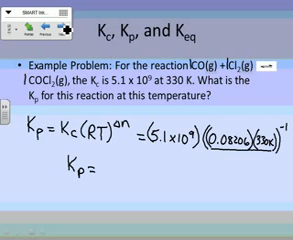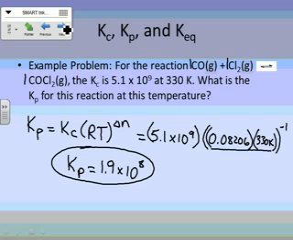0.08206 times 330 gives us 27. So then basically we're taking the inverse of that number. So 1 divided by our answer here. That's what the negative 1 power does. And then when we multiply that by 5.1 times 10 to the 9th, that's going to give me a Kp of 1.9 times 10 to the 8th power.